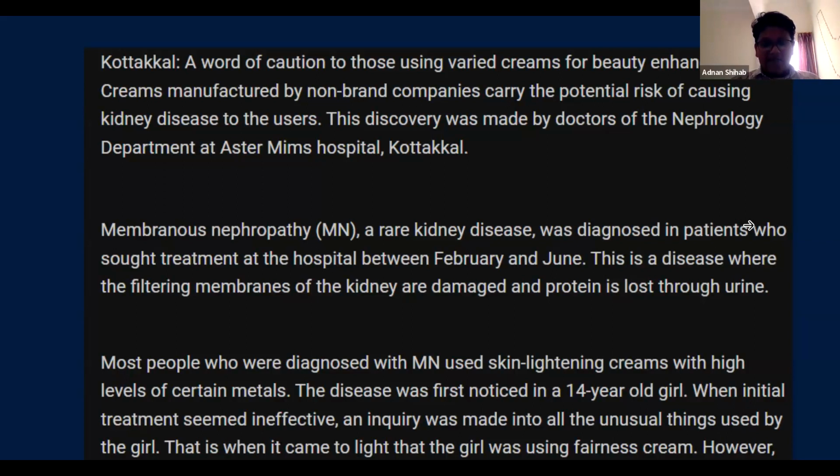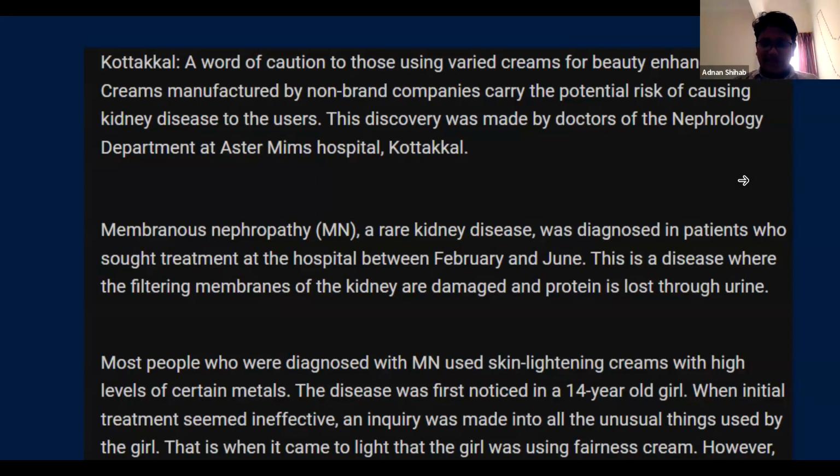Membranous nephropathy, or MN, is a rare kidney disease which was diagnosed in patients who sought treatment at the hospital between February and June. This is a disease where the filtering membranes of the kidney are damaged and protein is lost through urine. So the filtering of the kidney was not working properly. That is the actual case about this.